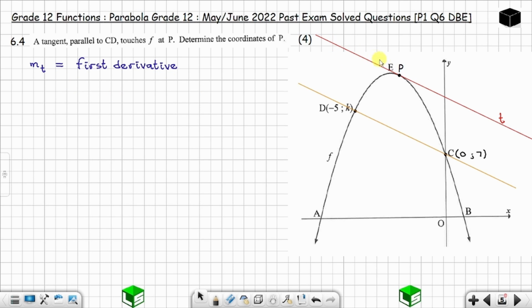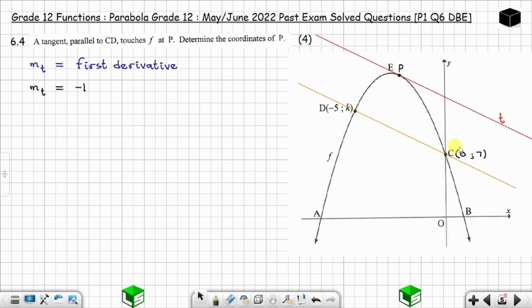Okay, now what is the gradient of the tangent? You can see the two lines. You are told that the two lines are parallel to each other. And when two lines are parallel to each other, they also have the same gradient. Since the line CD is parallel to the tangent, they have the same gradient. Remember in the previous question, question 6.3, you calculated the gradient of the line CD; it was equal to -1. And since the gradient of the line CD is equal to -1, the gradient of the tangent will also be equal to -1. So m subscript t is equal to -1 because the tangent is parallel to the line CD.